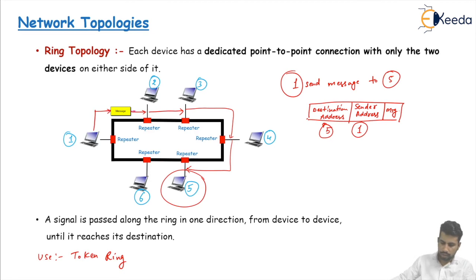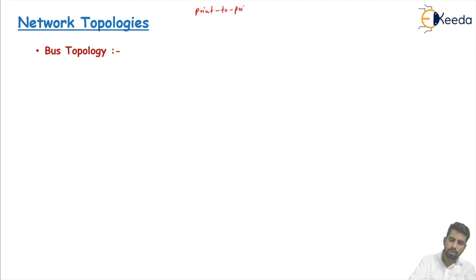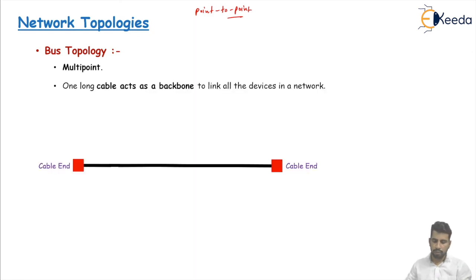Let's discuss another topology, that is the bus topology. Till now we discussed all the topologies: mesh topology, star topology, ring topology. They all are point-to-point, meaning a dedicated point-to-point link between the device and the other devices, or maybe with the central controller. Now bus topology has a multi-point connection with the devices. Multi-point connection, how? Here we have one long cable.